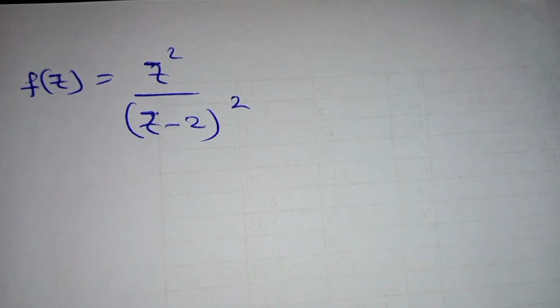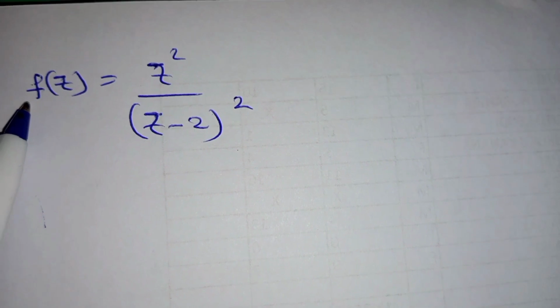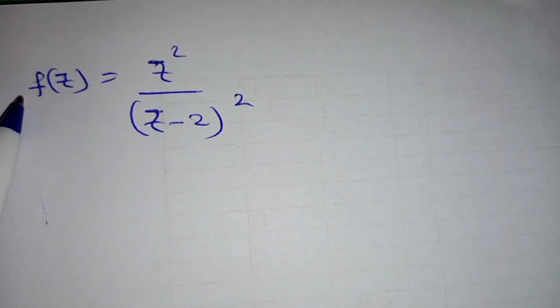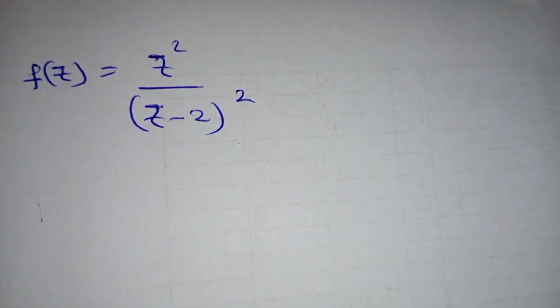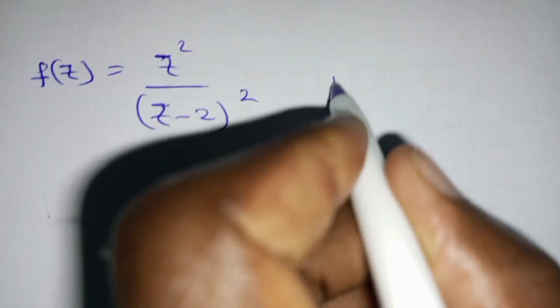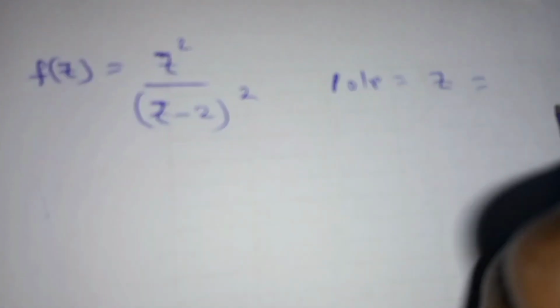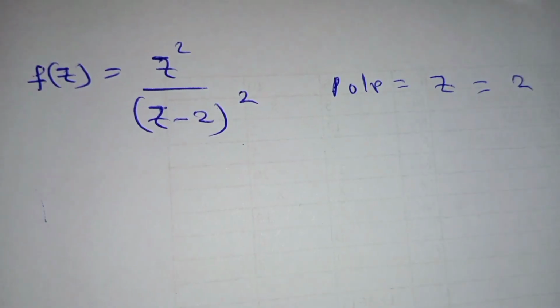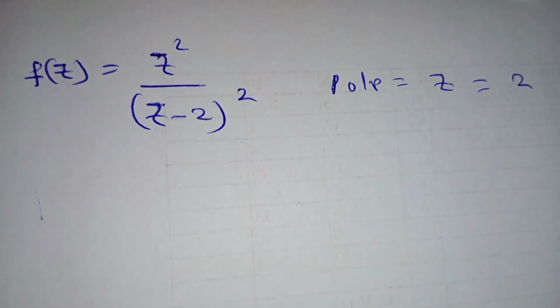Hi everyone, welcome to this question whereby you are going to find the residue at its pole. Now here the pole is given by z is equal to 2. Remember, a pole is a point where the function is not defined, and this pole is of order 2.